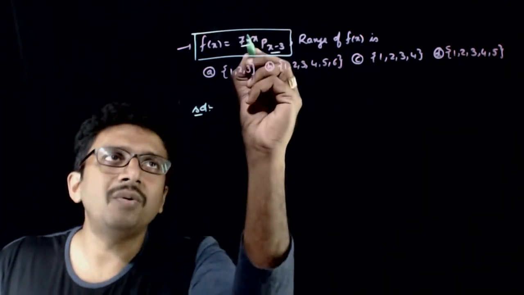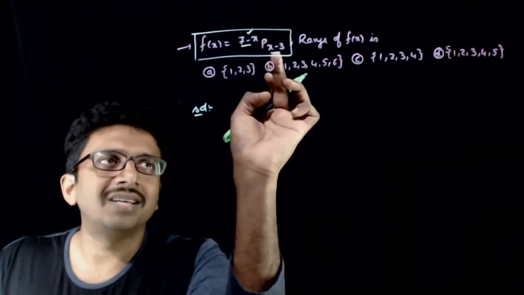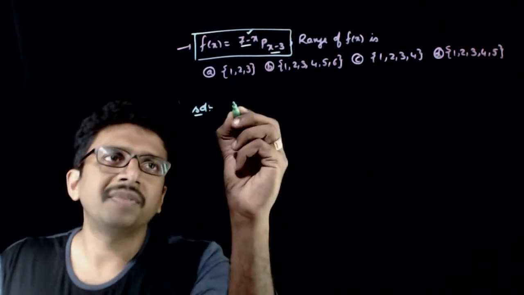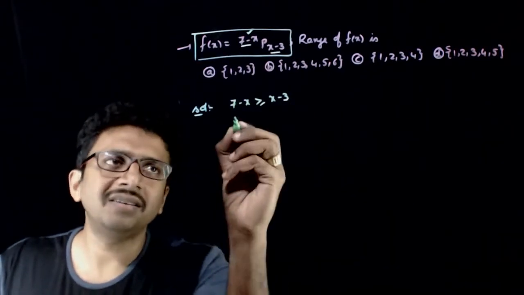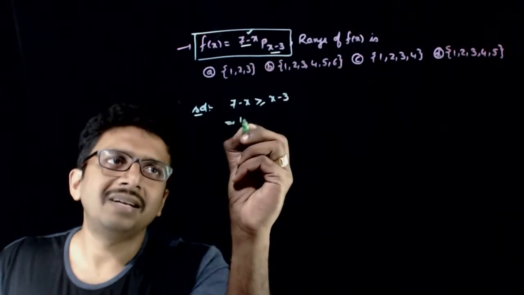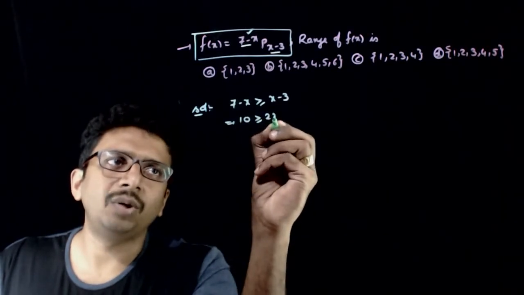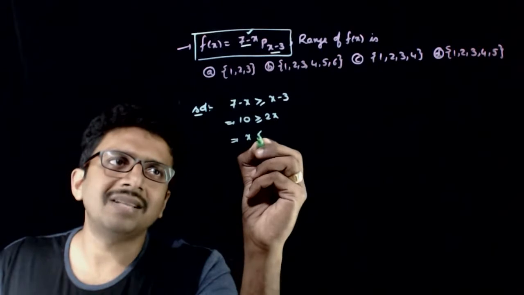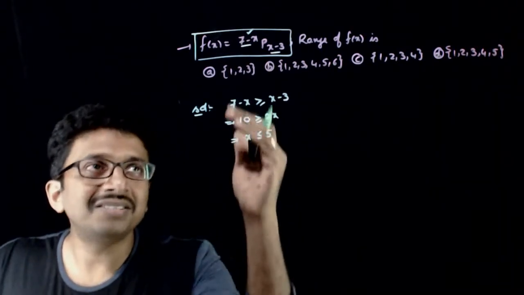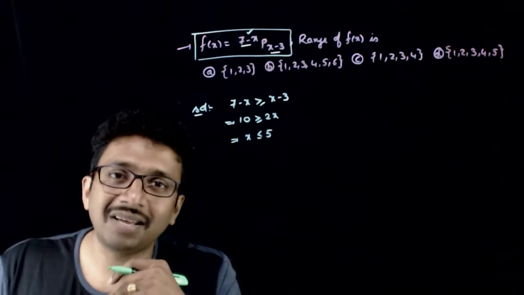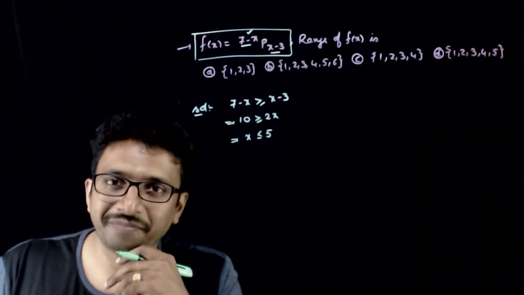This will be defined only when the number here is greater than or equal to the number here. That is, 7 minus x has to be greater than or equal to x minus 3. This implies 10 is greater than or equal to 2x, so x is less than or equal to 5. So this function is defined only if x is less than or equal to 5.